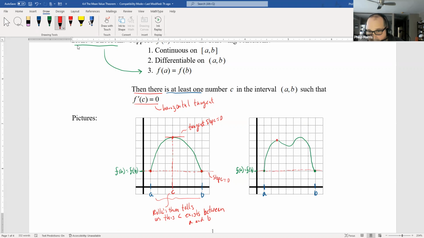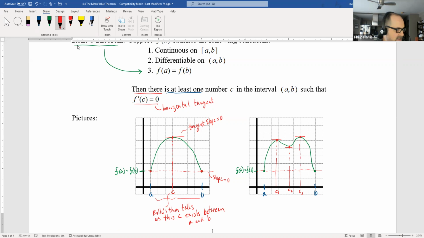And in this case, we might have multiple places where we have horizontal tangent lines: c1, c2, and c3, for example, just the way this one looks. There could be three. So there has to be at least one, but there could be more than one. What Rolle's theorem tells us is that such a c value exists. It does not tell us how many, it's just one or more, and it does not tell us what that c value is, just that it must exist. So this is Rolle's theorem.